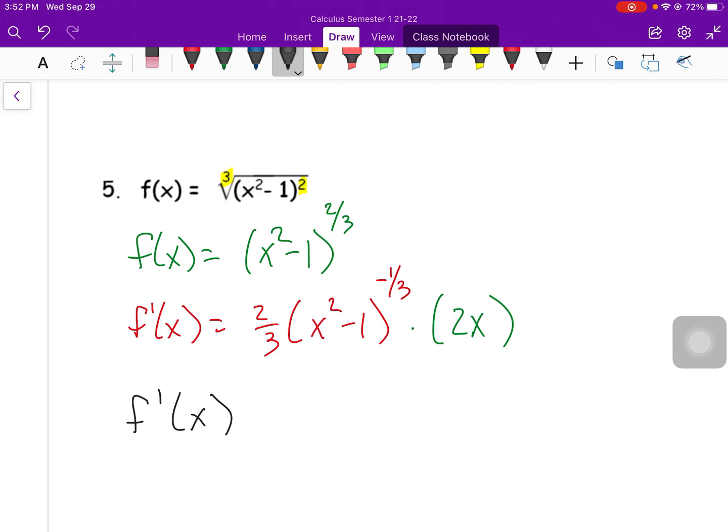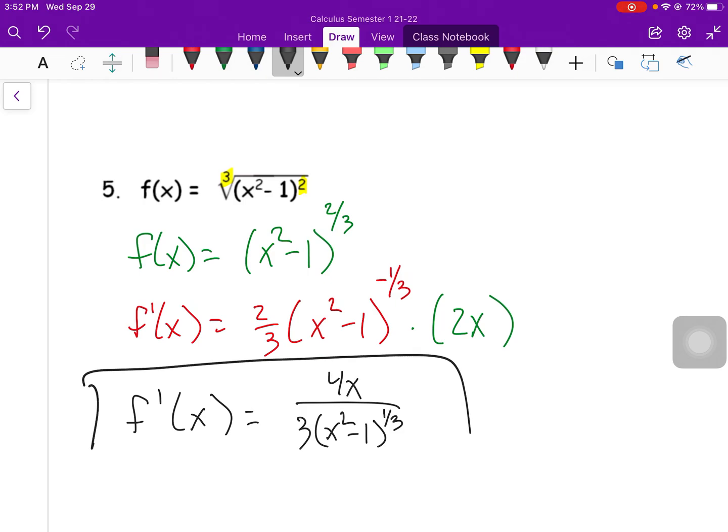When I simplify or rewrite my answer, however you want to phrase that, I know that the x squared minus 1 to the third power term ends up on the bottom. There's also a 3 on the bottom, so I'm going to multiply those together. The top had the 2 times 2x, which is 4x. So I'm going to have that for my final answer.